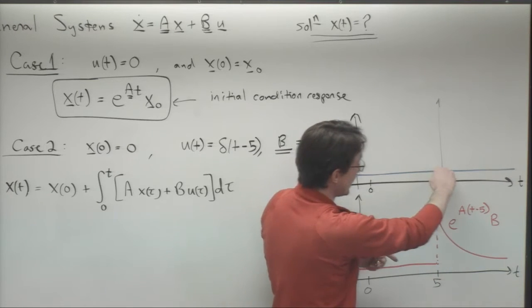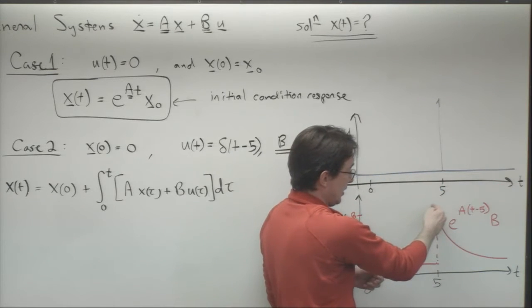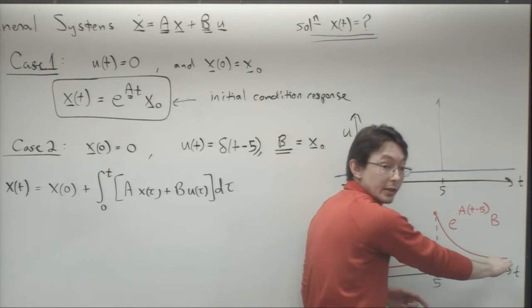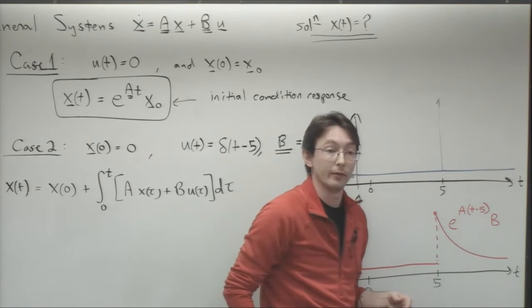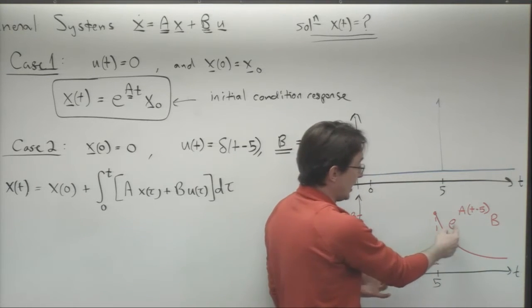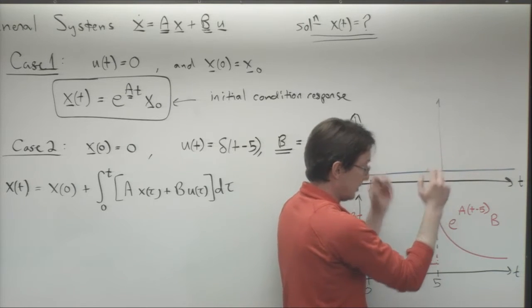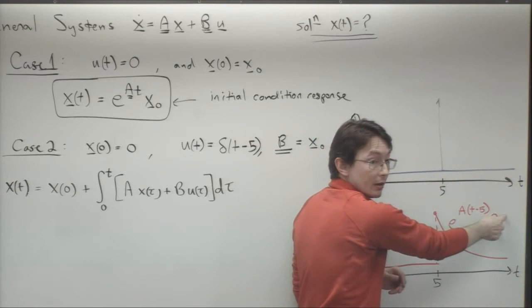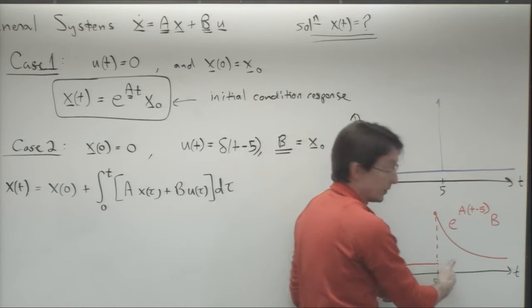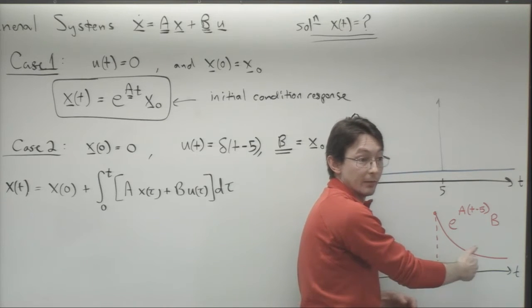So our solution x at time 5 jumps to an initial condition of b. And then since I turn my control off at that point, this is just like an initial condition response that started at time 5. So I get my natural dynamics e to the at times my initial condition, but now my t is shifted 5 units to the right. It's delayed by 5 units.